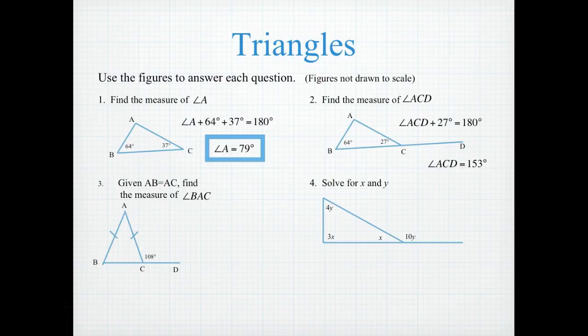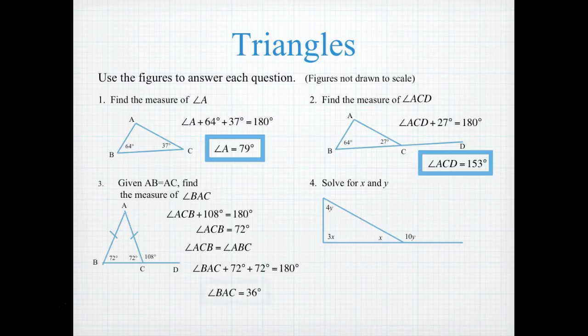Third, it looks like we have an isosceles triangle. We're given that line segment AB is congruent to line segment AC, which also tells me that the two base angles are congruent. I'm provided with an exterior angle of 108 degrees, so I know its corresponding interior angle is going to be 180 minus 108, which leaves me with 72 degrees. And since angle ACB is equal to 72 degrees, the other base angle, angle ABC, is also going to be equal to 72 degrees. Now I can use the interior angles of a triangle to conclude that angle A is equal to 36 degrees.